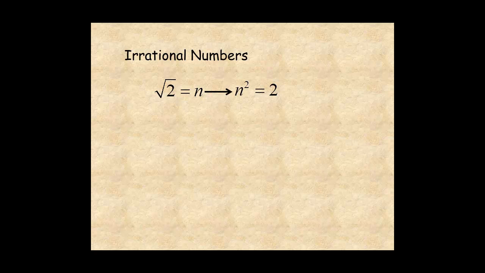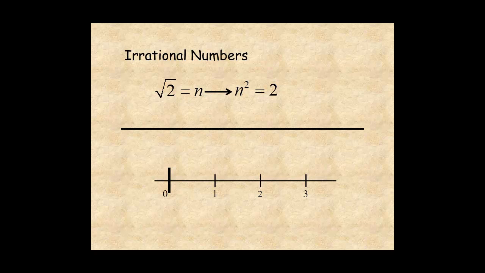Next, notice on the number line below, the square root of 1 is equal to 1, and the square root of 4 is equal to 2, which means the square root of 2 must be a number between 1 and 2. So the square root of 2, the number n, must be a fraction. And when you square a fraction, you get another fraction. But this contradicts the statement that n squared is an integer.